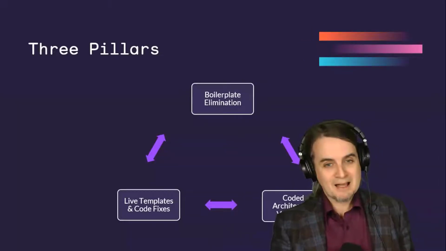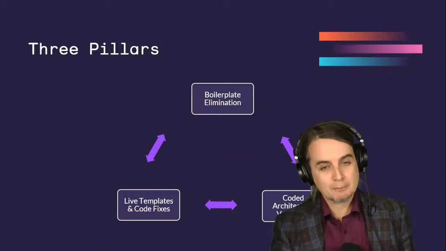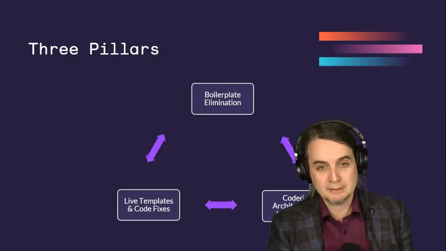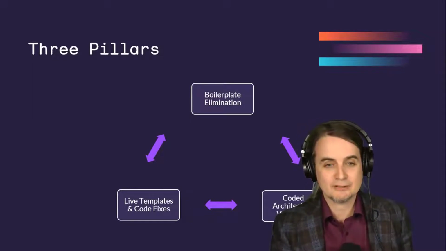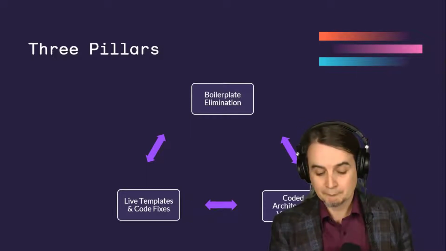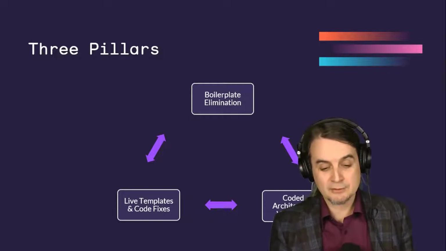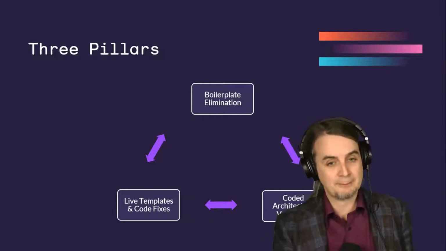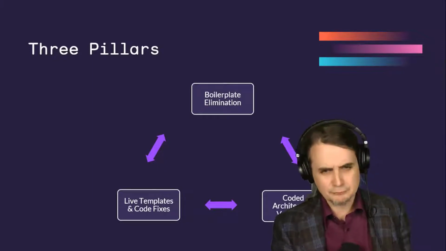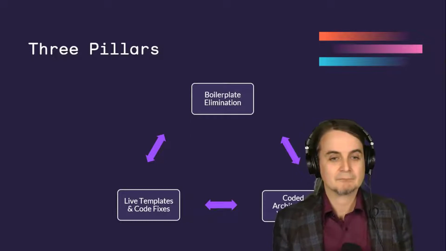So Metalama has three pillars. The first one, probably the most important, is boilerplate elimination. This is what PostSharp historically started to do, and Metalama still does that, and it even does that better than PostSharp. That means that during compilation, Metalama generates code that does things at runtime but does not appear in your source code. So you don't have to maintain this code, you don't have to write this code. This is the first pillar.